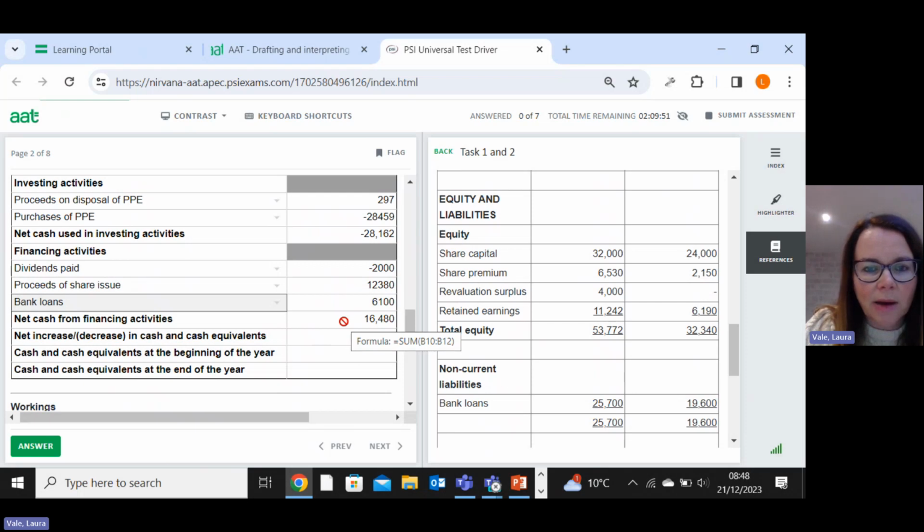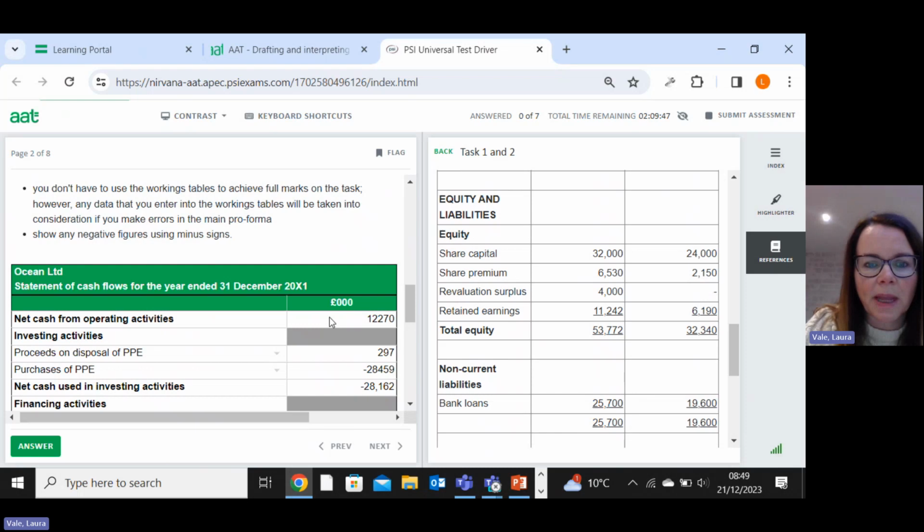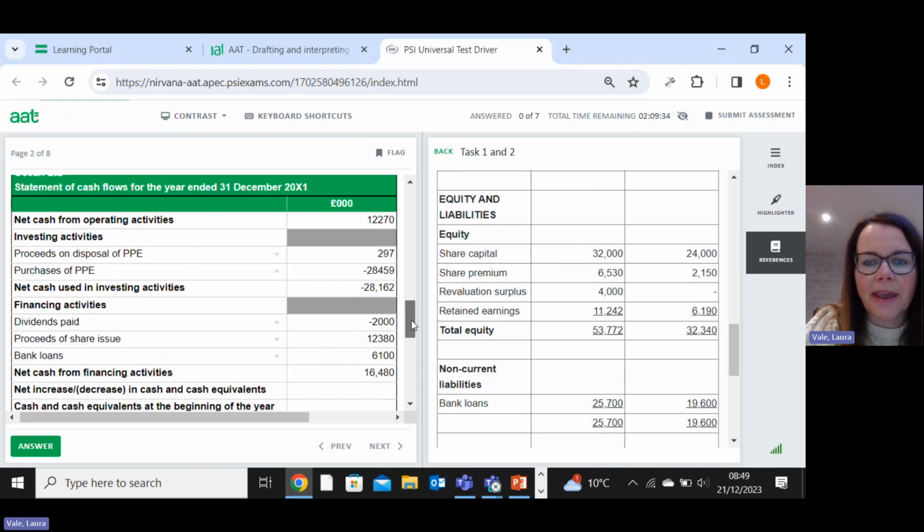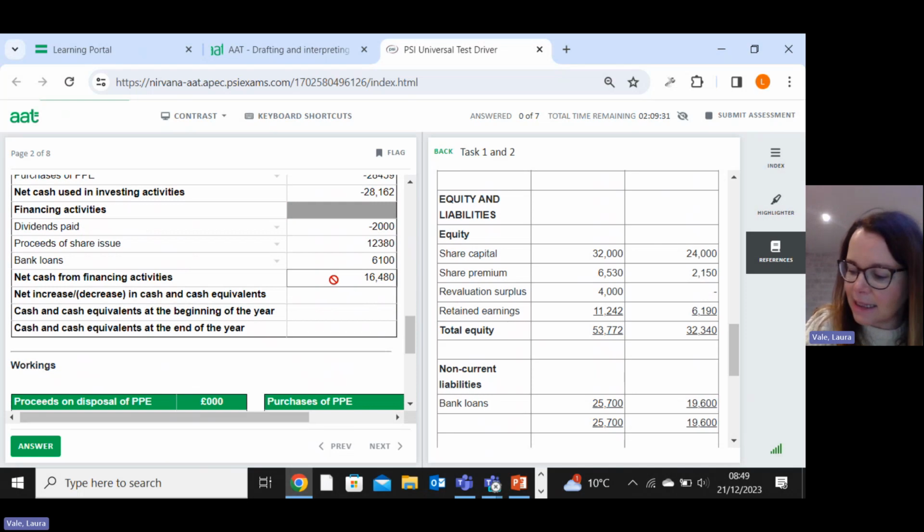So it's worked out our subtotals for us for our three sections. So we've got net cash from operating minus the investing figure. So I'm doing this 12,270, take away 28,162, and then add 16,480. So that gives me 588. And that's the amount my cash has increased by during the year.